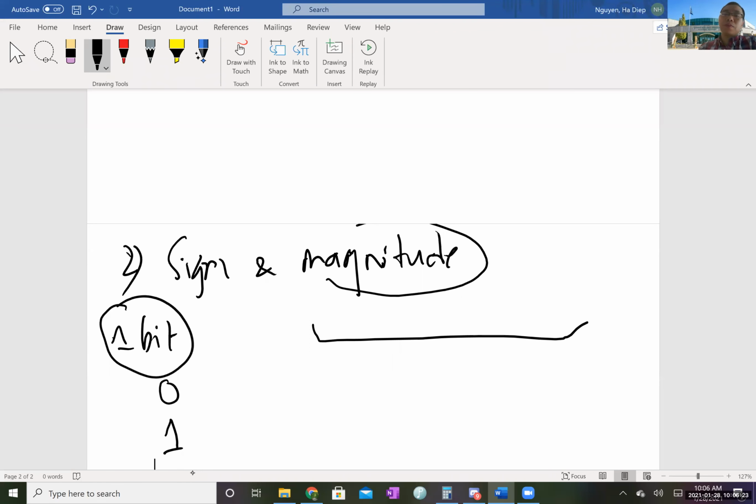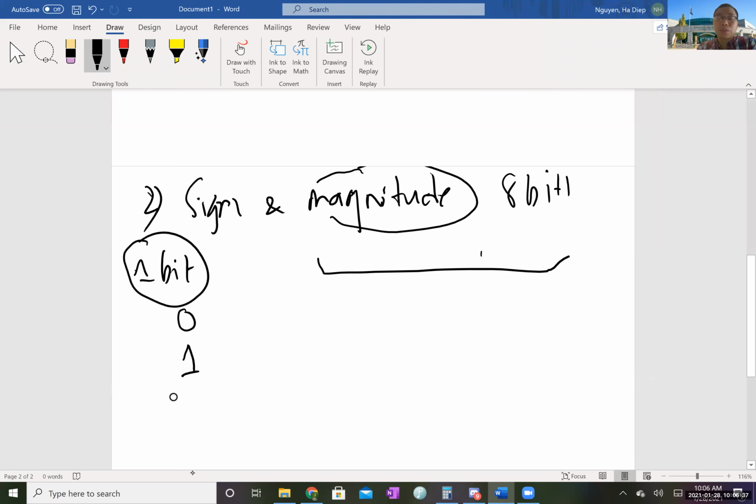And for the magnitude, if you want to store it in 8 bits and you don't have enough bits, you have to insert 0s on the left of that. Right? So think about this one. If you want to convert the number 9 into sign and magnitude, how do we convert it? Let me know how we convert the number 9 into the sign and magnitude format.